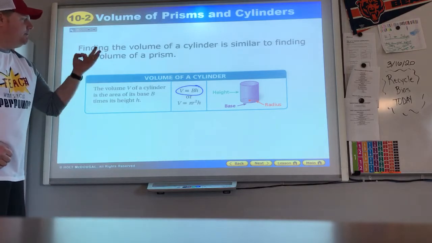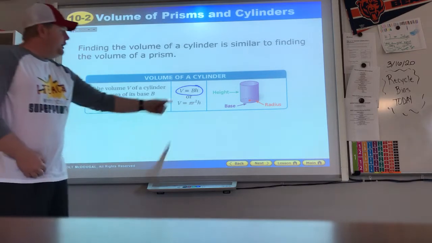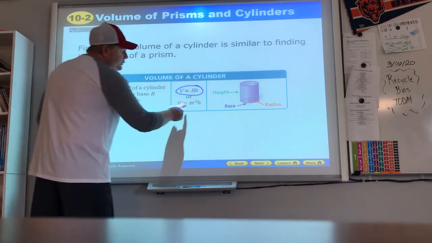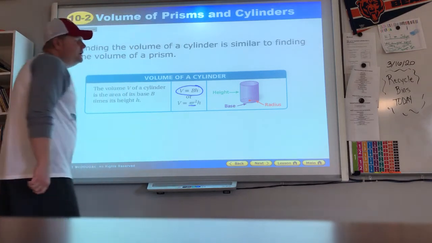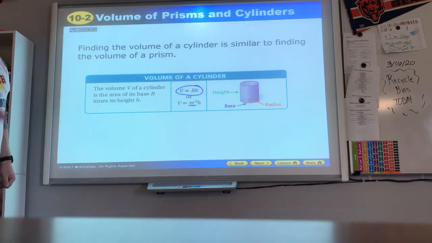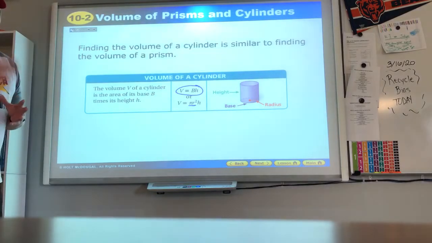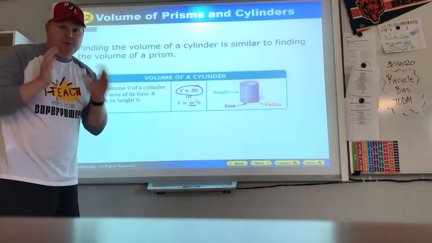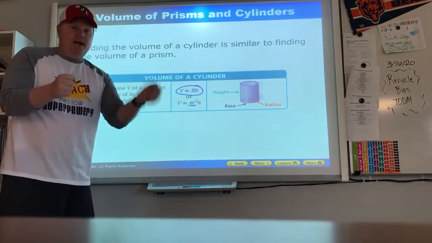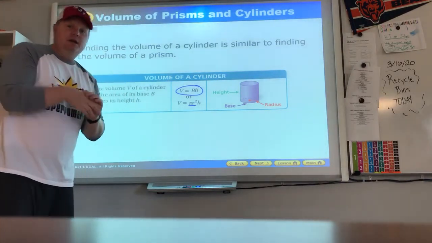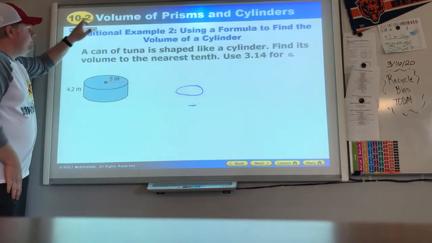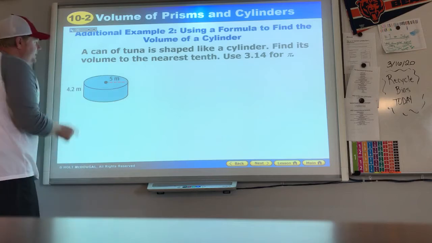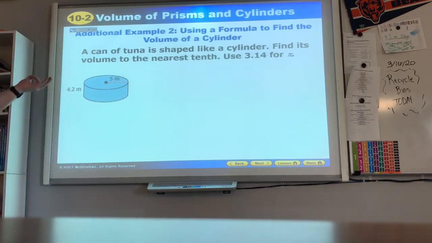Notice, same process. Area of base times height. We just have to remember how to find the area of a circle. Pi r squared. R squared means radius times radius, not just adding the two together, not multiplying by 2, but radius times radius. Some of you have been messing that up. So we look here. Circle on top. I know I got a circle on bottom. So I need to find the volume of this cylinder.